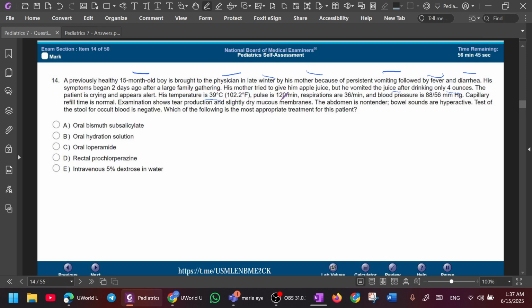Temperature is 39, pulse is 120 per minute, respiration 36 per minute, blood pressure 88 by 56, capillary refill time is normal. Examination shows tear production and slightly dry mucous membranes. The abdomen is non-tender. Bowel sounds are hyperactive. Test of the stool for occult blood is negative. Which of the following is the most appropriate treatment for this patient?